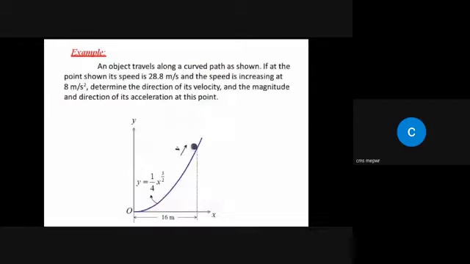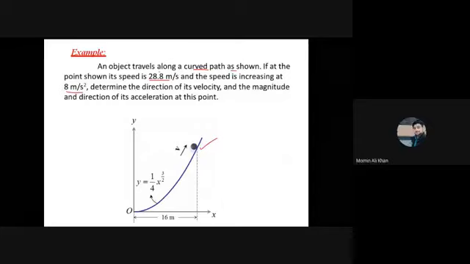Now let's look at an example. An object travels along a curved path, so we have curvilinear motion as shown over here. This is the curved path. At the point shown, its speed is 28.8 meter per second and that speed is increasing at 8 meter per second square. The point shown is this one. The speed is 28.8 meter per second, so the magnitude of velocity is given.